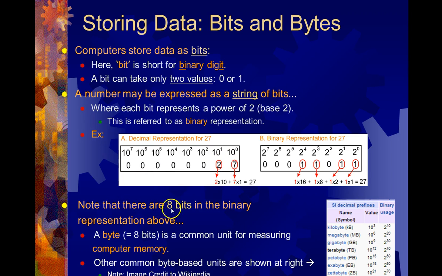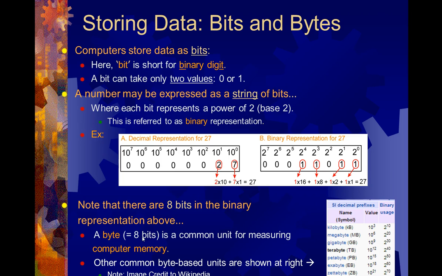Now he says, note that there are 8 bits in the binary representation above. What he means by that is, if I read this completely from left to right, there's 1, 2, 3, 4, 5, 6, 7, 8. Now you say, well, I don't need these here. But usually we'll use this whole thing. We'll reserve 8 bits to write a number. Okay. So a byte is called 8 bits.